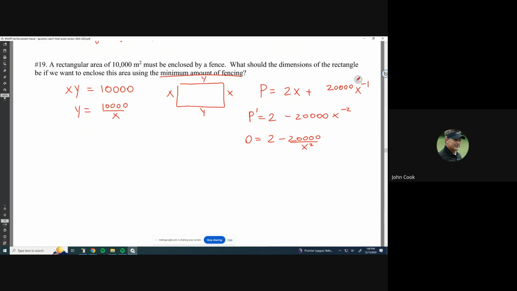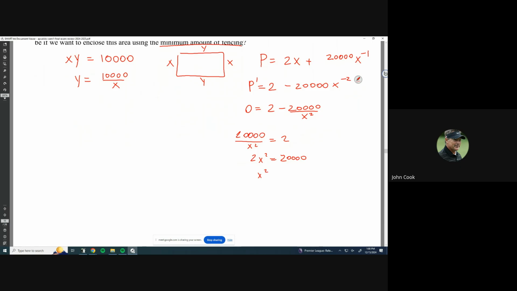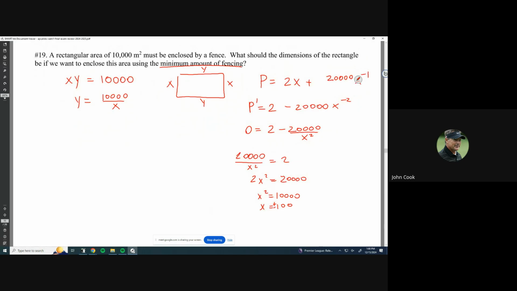So I'll move the 20,000 over x squared to the other side. And then cross multiply. So 2x squared is equal to 20,000. Divided by 2, x squared is going to be equal to 10,000. That means that x is going to be equal to 100, I believe. Well, plus or minus 100 for that. And then also, there is one more critical number here.